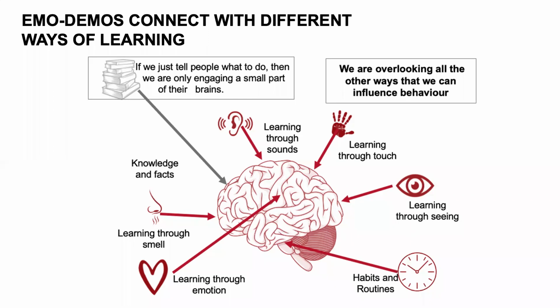Right. So if we only tell people what to do, which is the normal way of instructing, giving posters or just a TVC, they only learn through one particular part of their brain. But what it leaves out are all the other ways of learning: through sound, through touch, through seeing, habits, emotion, smell. We overlook all the other ways of teaching people. Emo demos combine all these various touch points, and they help create associations with a desired behavior, or with an undesirable behavior. Next slide, please.